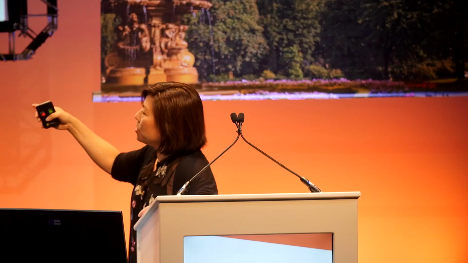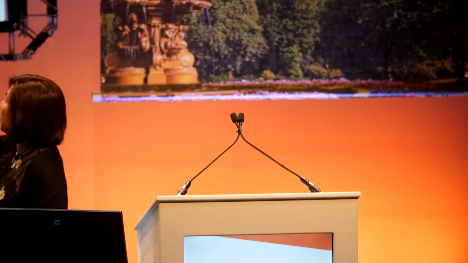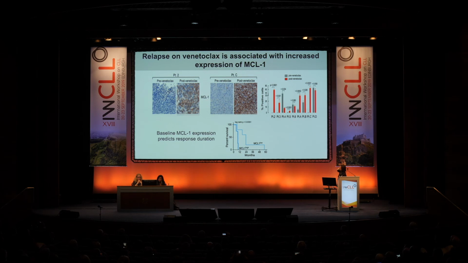And so as we started in our very small cohort, we had 6 patients, we identified 4 others. So we could see that those that had MCL1 high at baseline seemed to have lower survival than those that had MCL1 low at baseline.